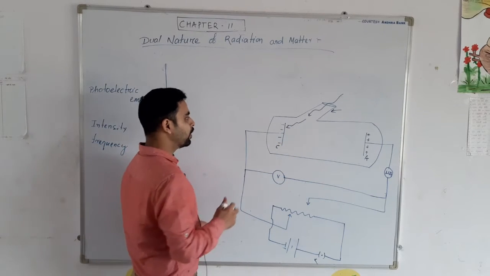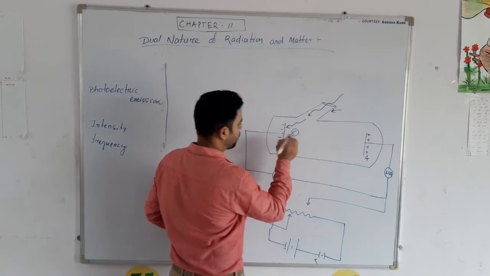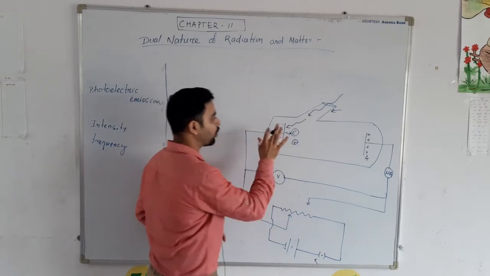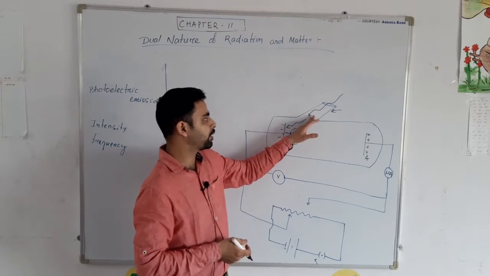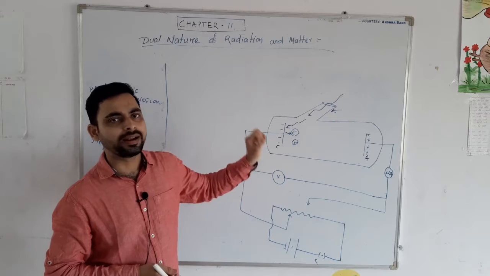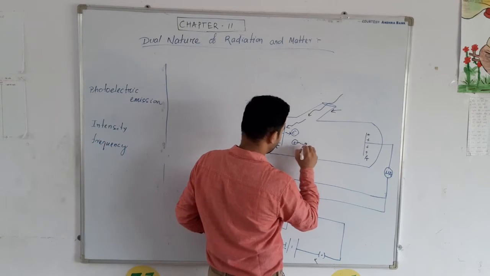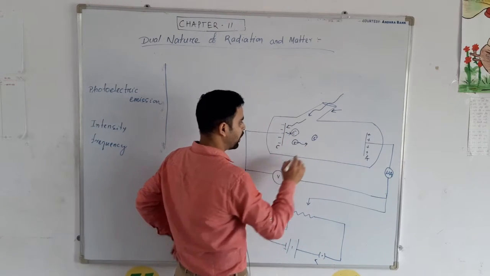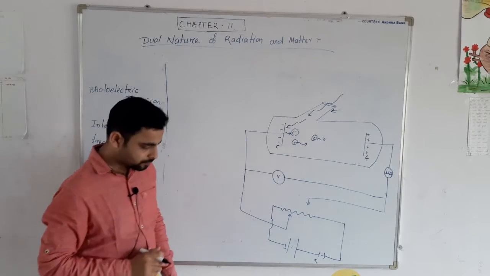What happens? Electrons get emitted from this plate. This is called photoelectric emission. Due to the light, electrons are emitted. So this process is called photoelectric emission. Electrons are emitted from this plate C, and they try to move towards plate A.